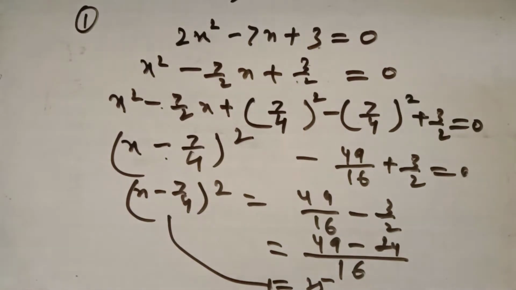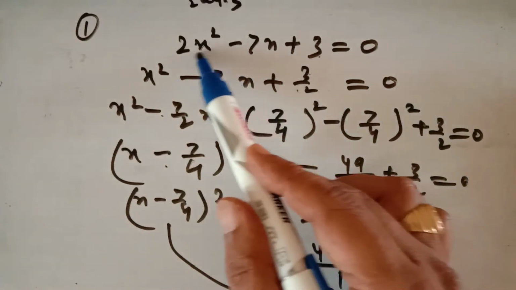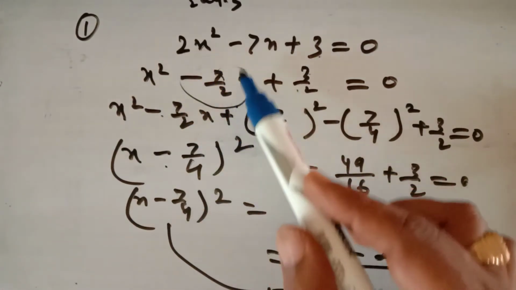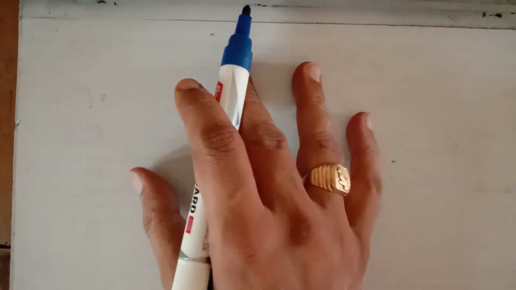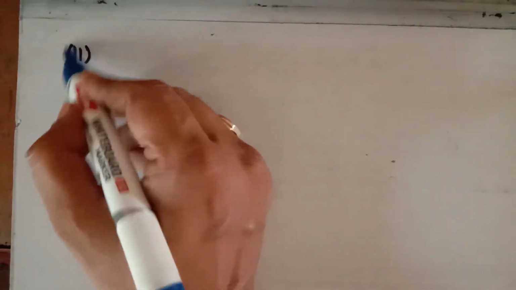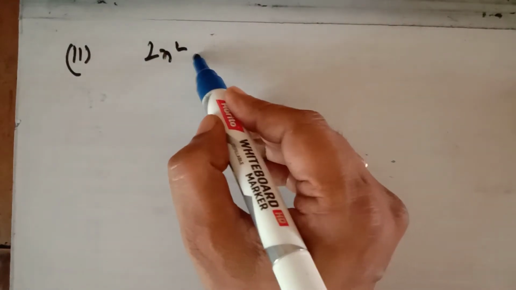You have always to make the whole square. To make a whole square, you have to make the coefficient of x square 1. Then you will make the perfect square by adding and subtracting the square of half the coefficient of x, which is 7 upon 2, so its half will be 7 upon 4. Let us take another. I'll do all the parts to have a good command over solving this quadratic equation by making the perfect square or completing the square.